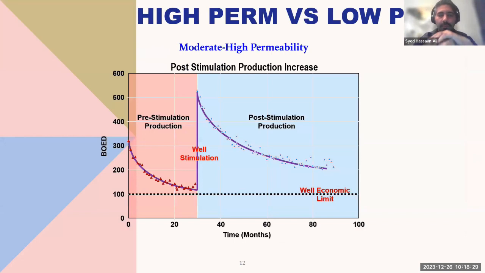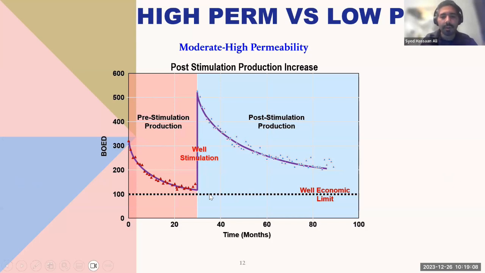So one of the things which we discussed is that it increases production and it increases the time. And this is a graph which has been taken from multiple different data points across different fields, and it will show you how well stimulation works. So this is a well which is producing before stimulation. You can see that it produced close to 320 barrels of oil equivalent, and over a period of around 30 months, it drew down to a point where it was hitting its economic limit.